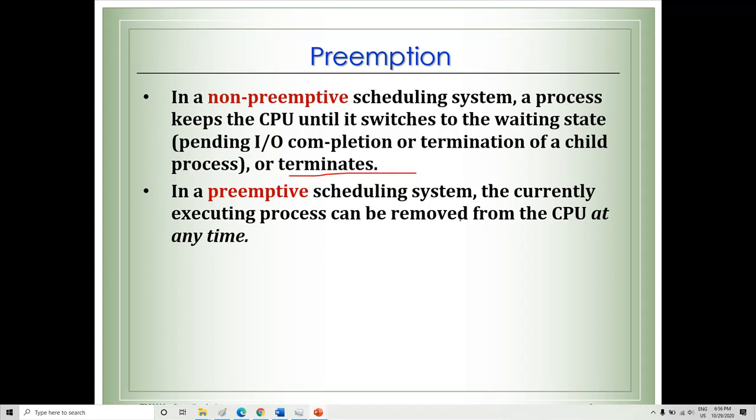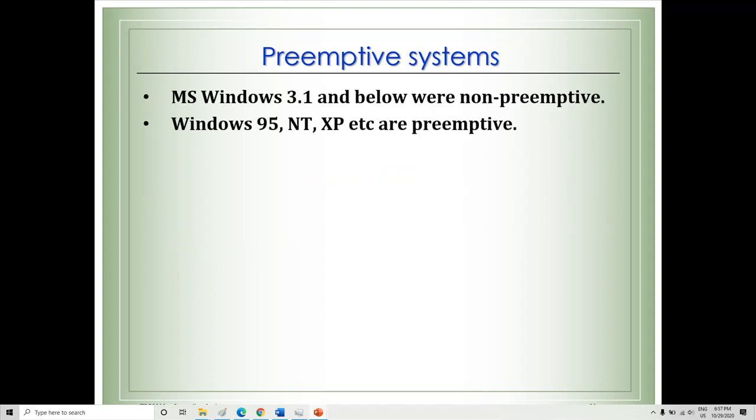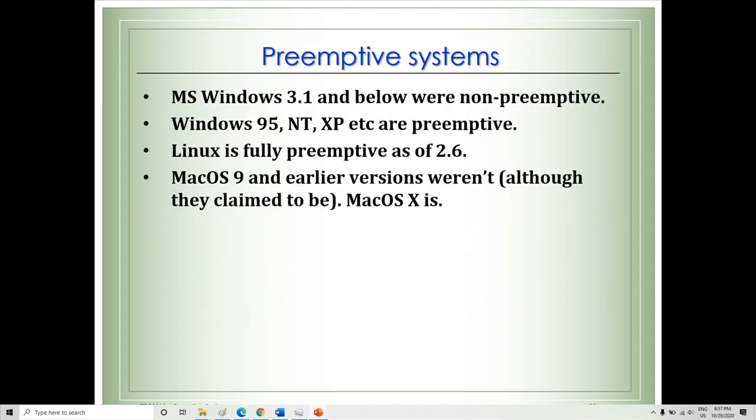In a preemptive scheduling algorithm, the currently executing process can be removed from the CPU at any time. So when a process is running, any time the process can be removed from the CPU before it finishes its execution, before its burst time gets over. So these are the basic facts about the preemptive system. Just go through that.